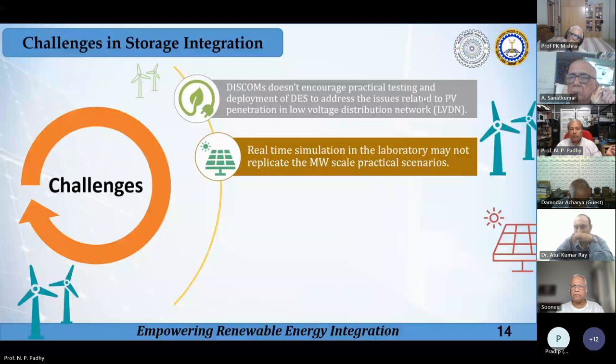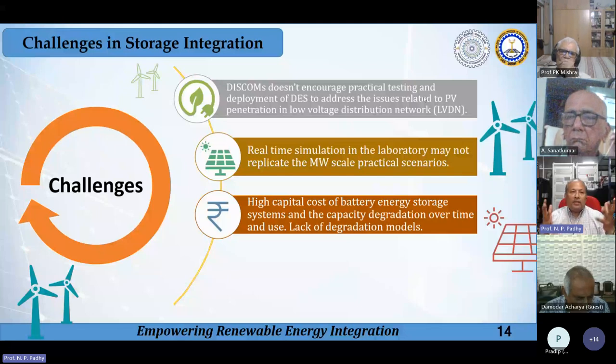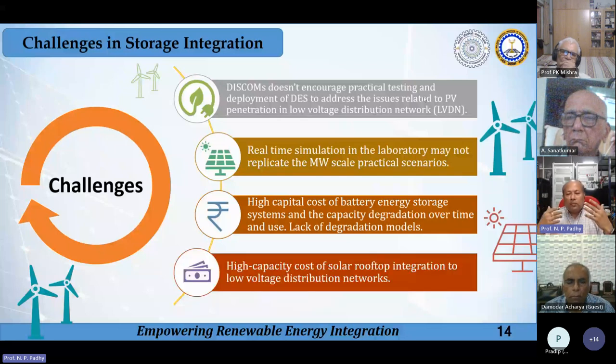Now there is one more challenge I could see, that is the high capital cost of battery energy storage systems and the capacity degradation over time and use, which is an important target. We also need to understand the lack of degradation models, how the battery is going to underperform over a period of time, and those also need to be kept in mind before taking such decisions. The high capital cost of solar rooftop integration into the low voltage distribution network also becomes an issue.